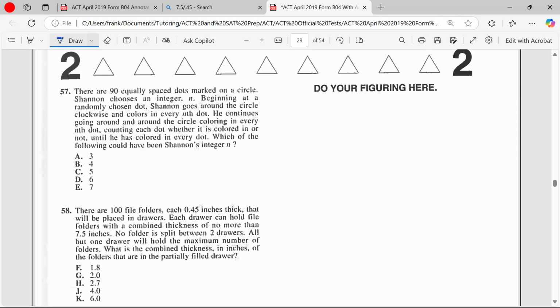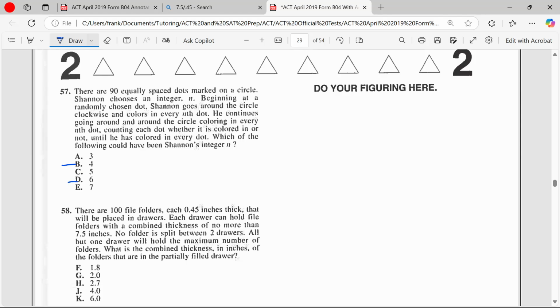If you have an even number, let's say 4 or 6, and you start at an odd number dot, you start at dot 1, you're always going to hit odd dots. 1 plus 4 is 5, 5 plus 4 is 9. Or if you start at an even number, 2 plus 4 is 6, 6 plus 4 is 10. In other words, if you start at an odd dot, you're always going to hit odd numbers. If you start at an even dot, you're always going to hit even numbers. So the even numbers are out. 4 is out. 6 is out.